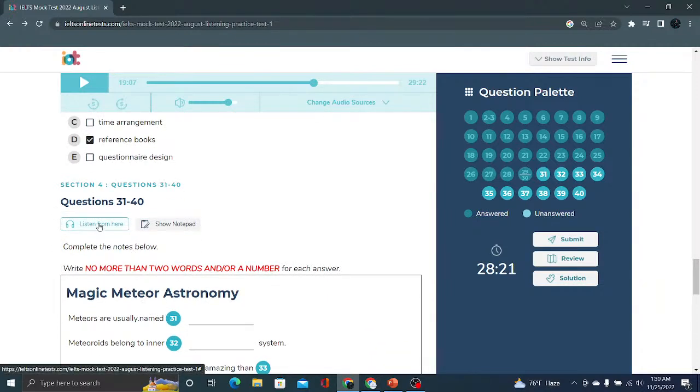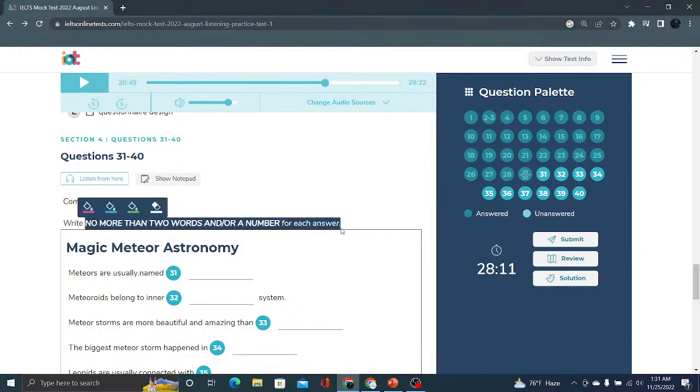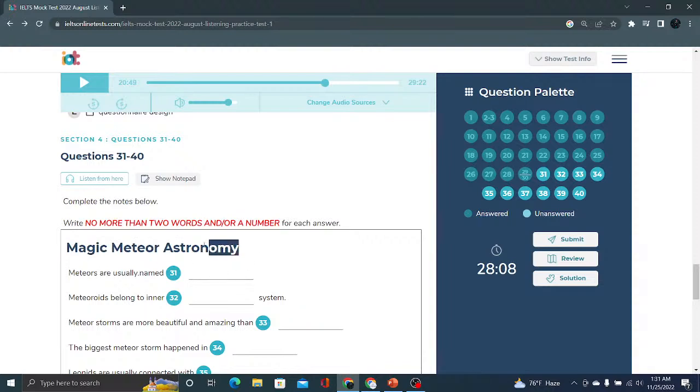Okay, let's read the instruction that is given for us. No more than 2 words and a number for each answer. Okay, magic, meteor, astronomy. Meteors are usually named blah blah. Let's listen to it. Now listen carefully and answer questions 31 to 40.